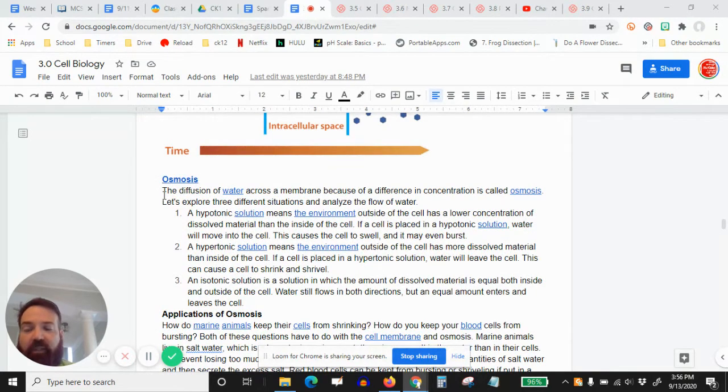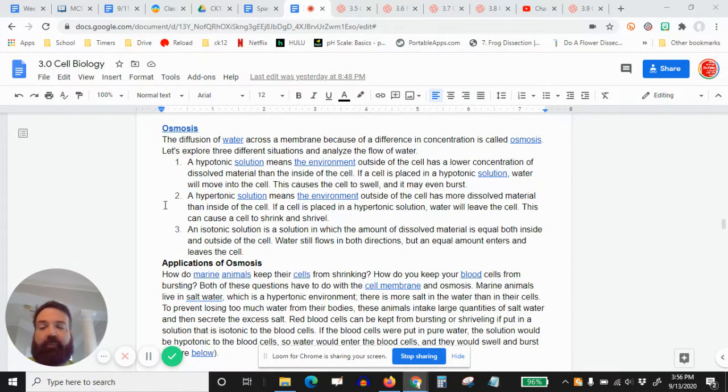Osmosis. The diffusion of water across a membrane because of a difference in concentration is called osmosis. Let's explore three different situations and analyze the flow of water.